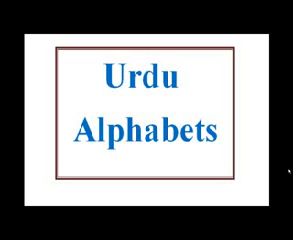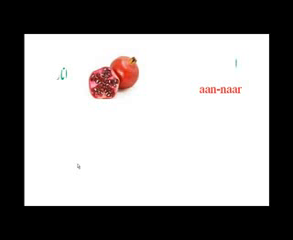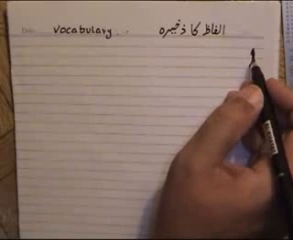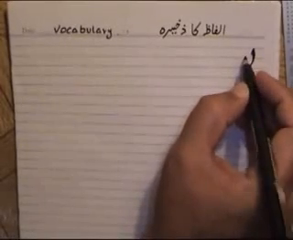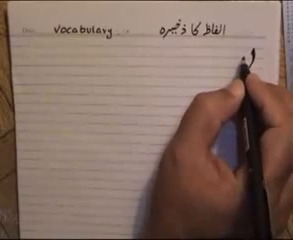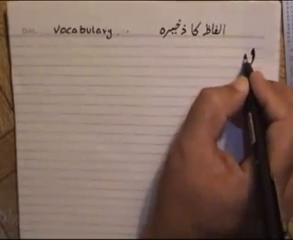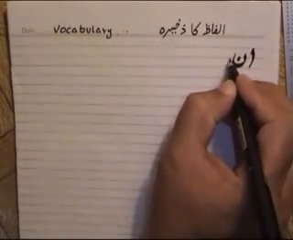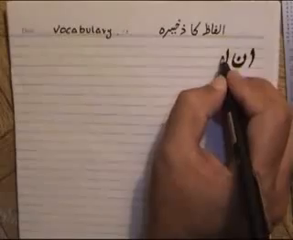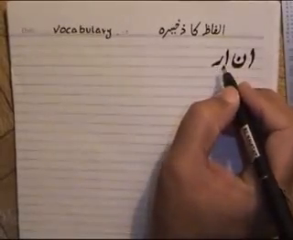In today's lesson, we will learn some vocabulary and how to use letters to produce these words. Alif anar, pomegranate. In anar, we need four sounds: alif, and then an, then again alif, anna, then re, anar.